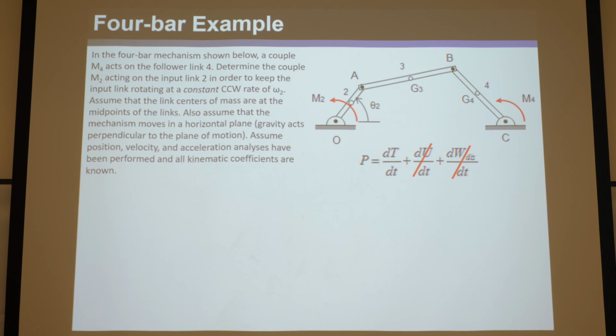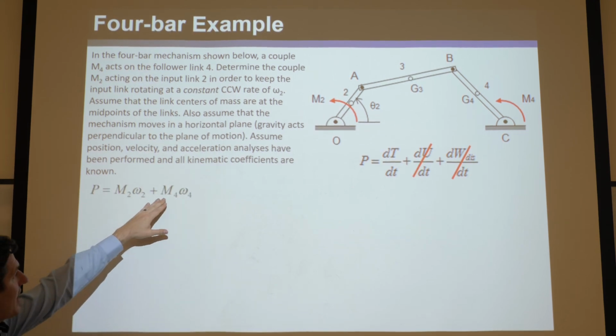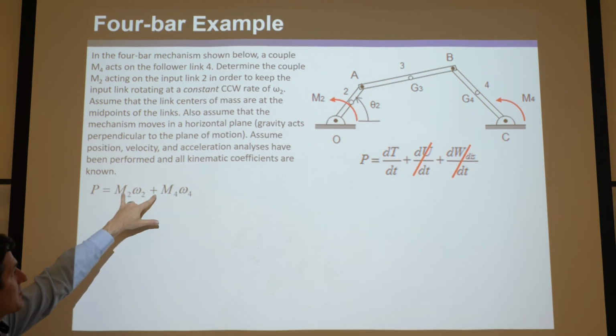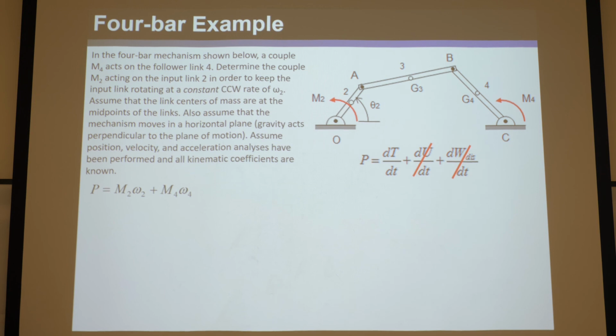So let's find the power ones. The power one is M2 times omega 2 plus M4 times omega 4. Those are the two external loads, in this case moments, and those are the angular velocities of the links on which they're acting. And so you'd add them together.